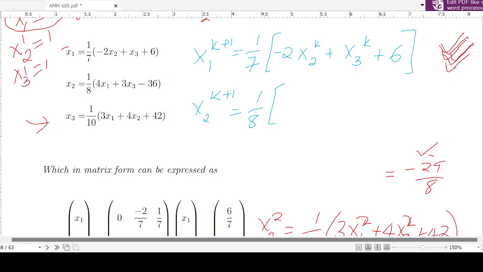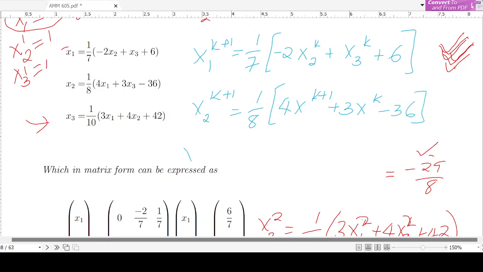Now you have 4x1, but now x1 has been computed from the first equation here, so we shall use the updated value. We shall use the x1 k plus 1 that we have computed in the first equation. So we write 4x1 k plus 1. In the next one, x3 we have not computed any value, so we shall still use 3x3k minus 36.